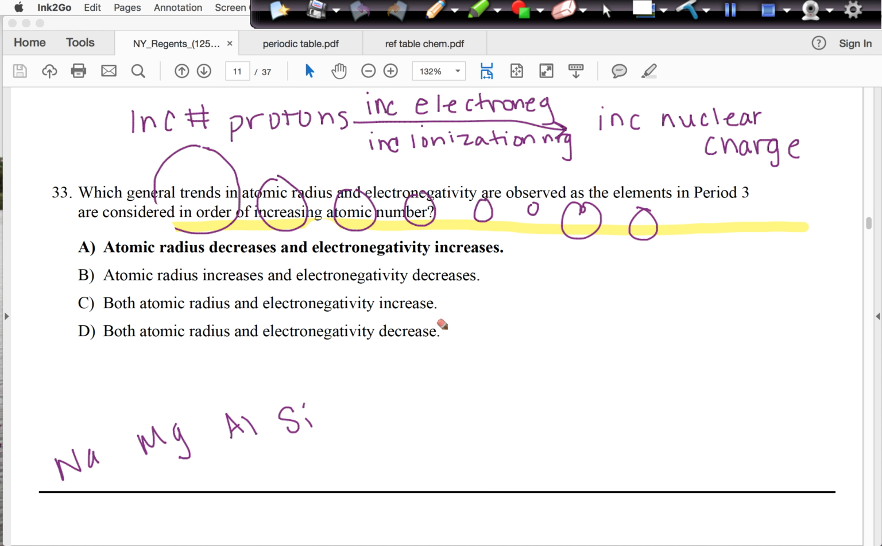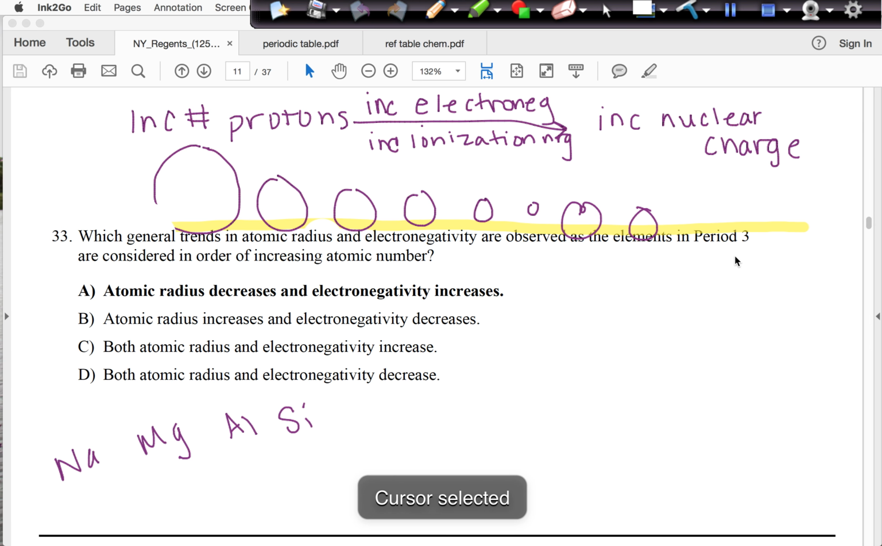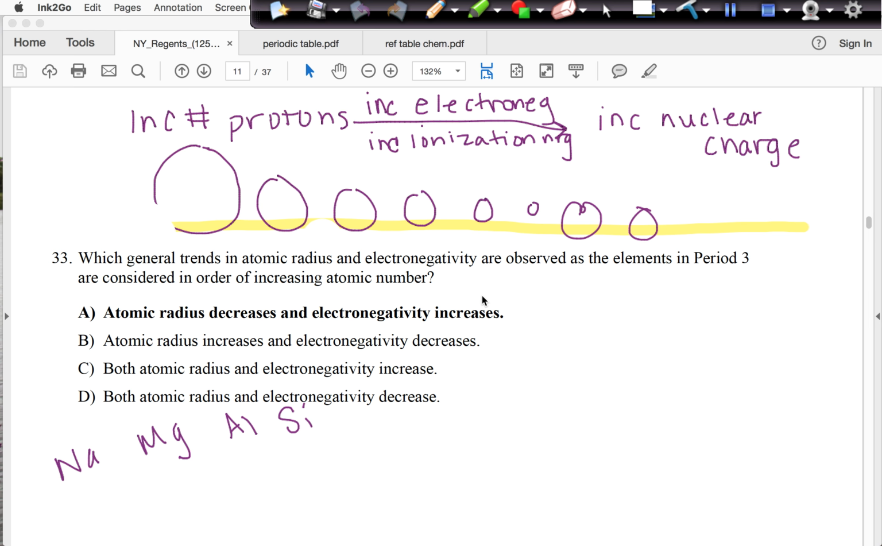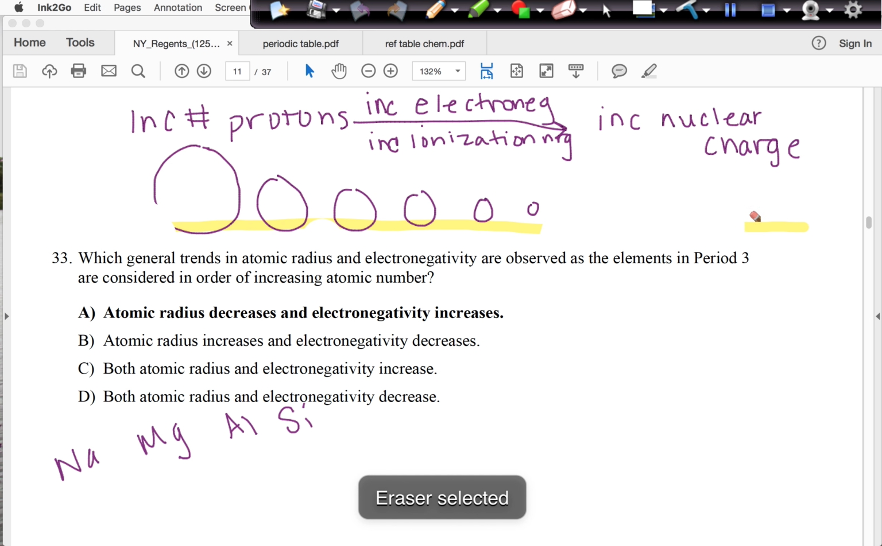So as we go back, what we were looking for was what happens to the atomic radius and electronegativity. We said that as we go across a period, the atomic radius tends to decrease and the electronegativity and ionization energy tend to increase.